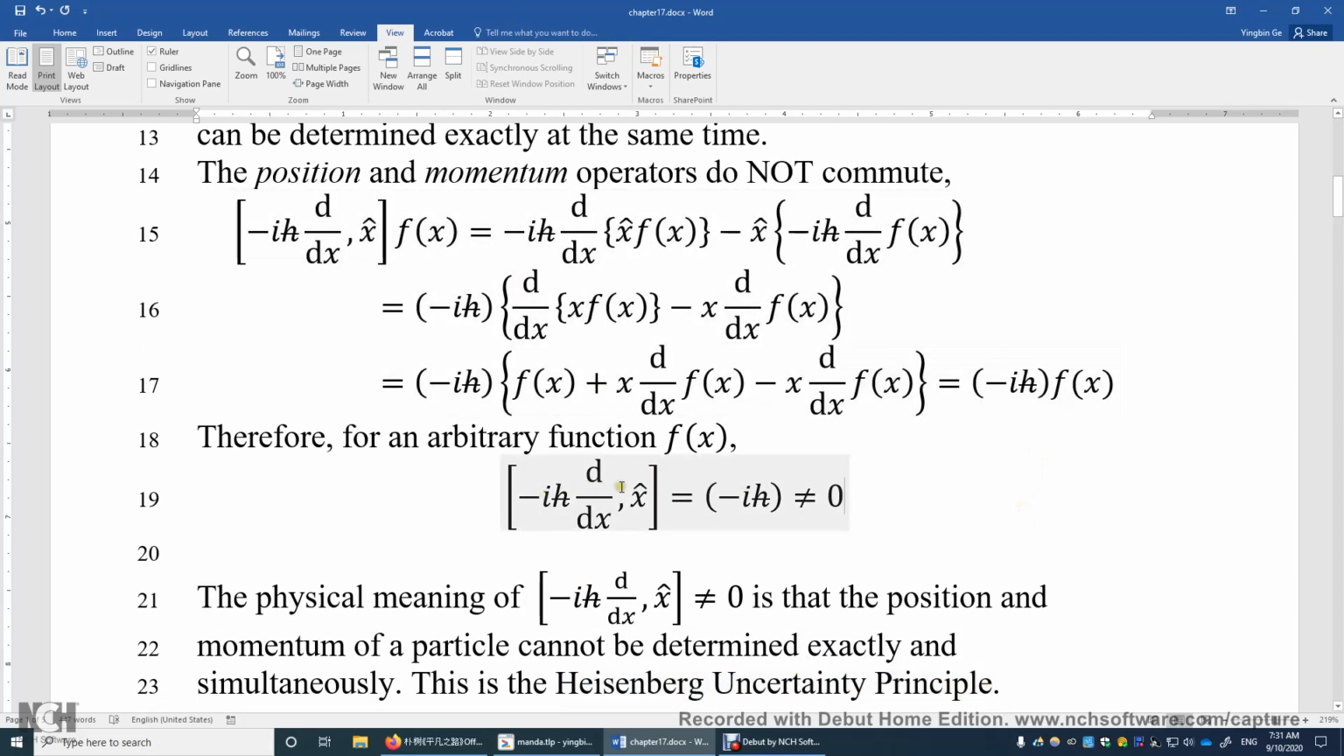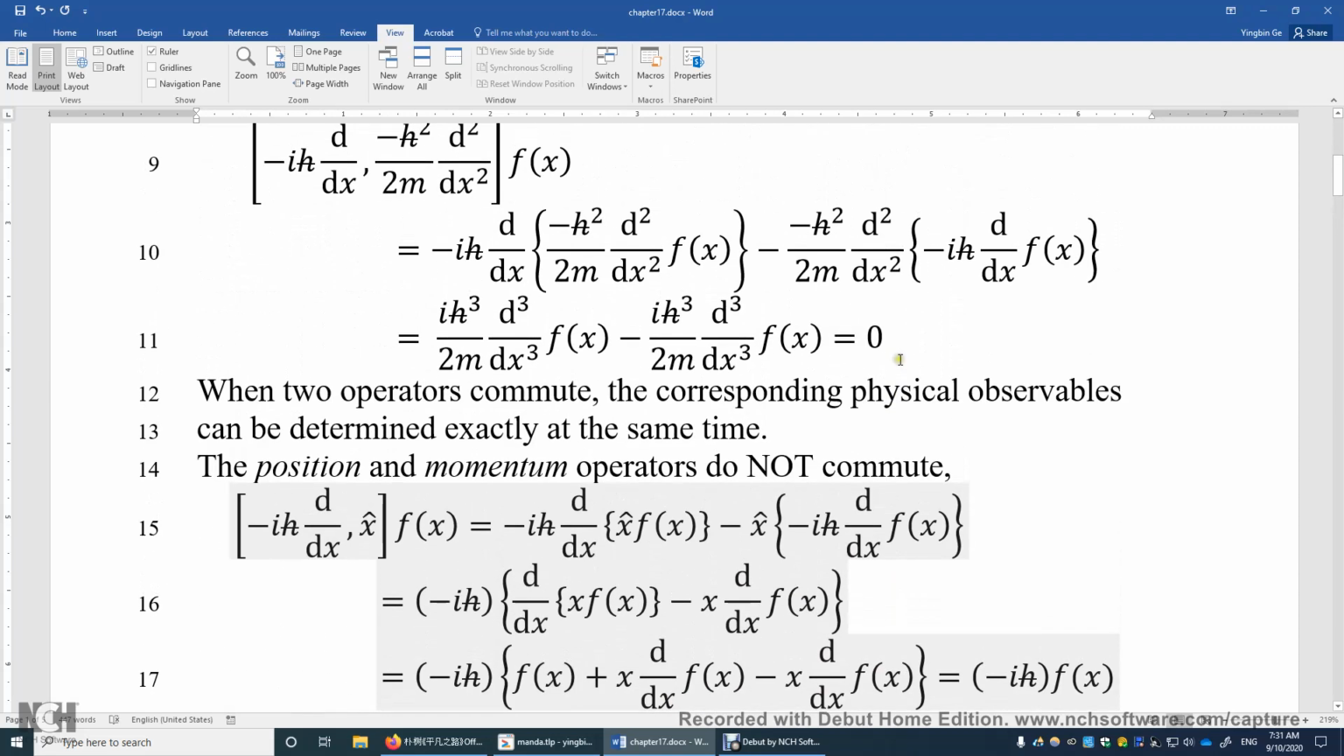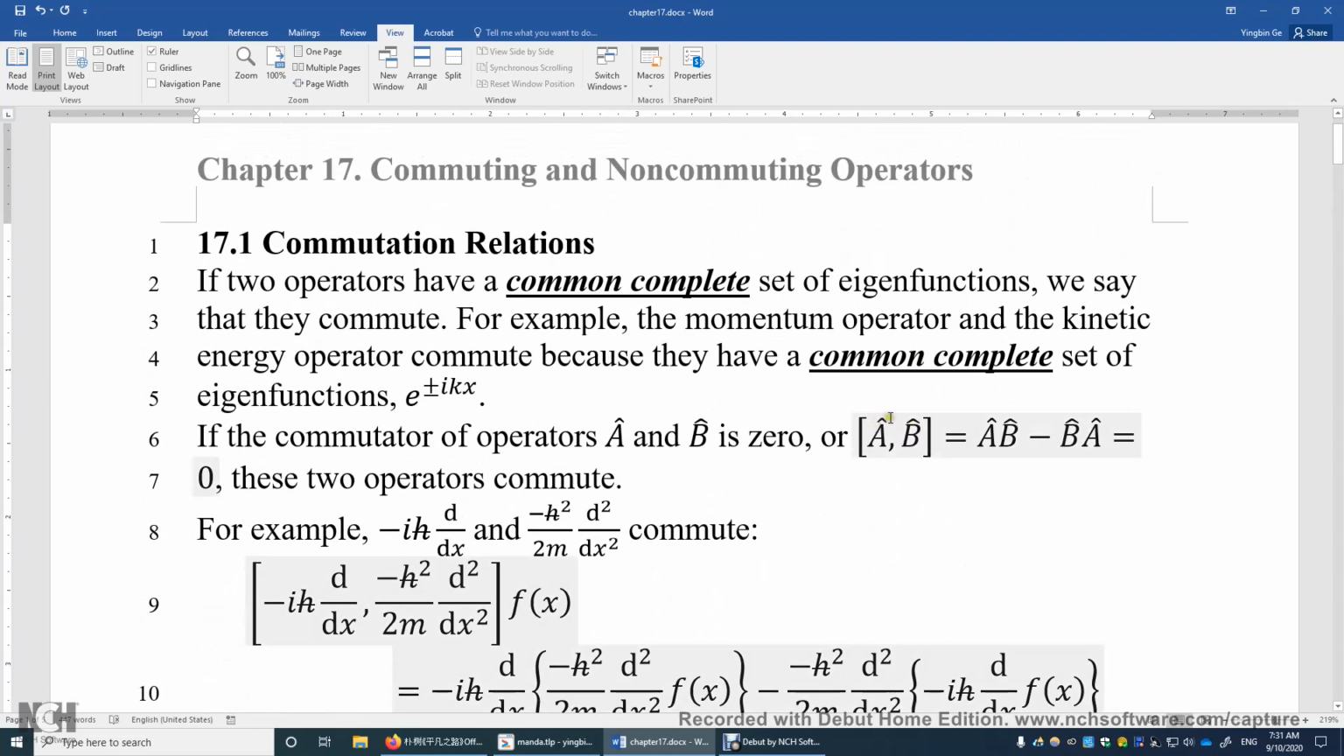Now I just want to remind you, if you change the order inside the commutator square bracket, if you do x in the front and place the momentum operator on the right, then the sign of this will change. Because if you swap A and B, it will become BA minus AB. All right, the sign changes.